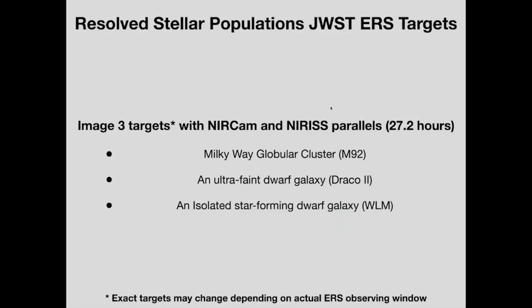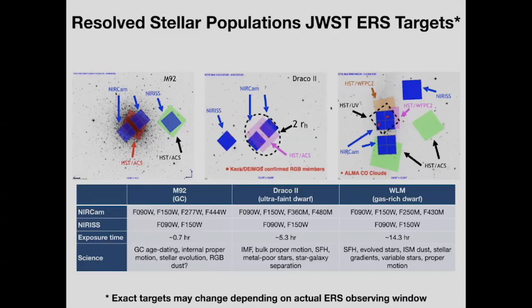So this is a slide that's very busy, so I will just slowly walk you through it, that just shows the details of the targets. So the three images show M92, Draco-2, and WLM left to right. What you're seeing in blue in each of the images are the proposed NIRCam and NIRISS pointings. So for example, at M92, they were designed to overlap the rich set of HST archival data. Similarly, in Draco-2, there's HST data, so we have placed a NIRCam field to match that and put a NIRISS field in parallel. There's also Keck spectroscopy.